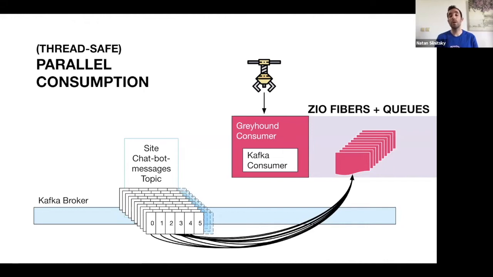And of course, we want to read messages from all the partitions that were assigned to us. So we just push them into a queue for each fiber, and then process them one at a time, sequentially, for each partition inside each fiber. It's a very straightforward thing to do with Zio, and you get it out of the box with Greyhound.